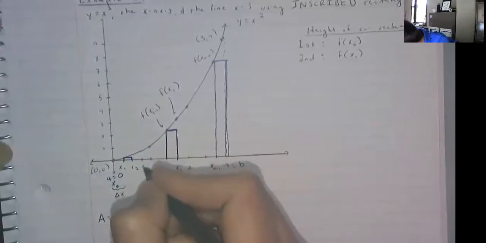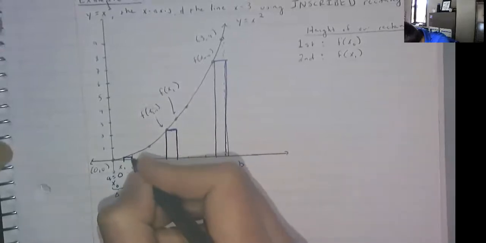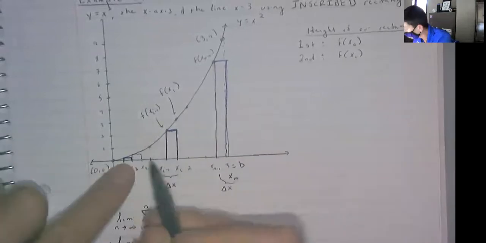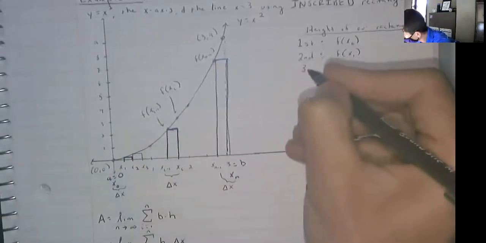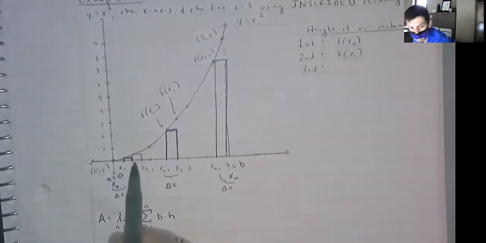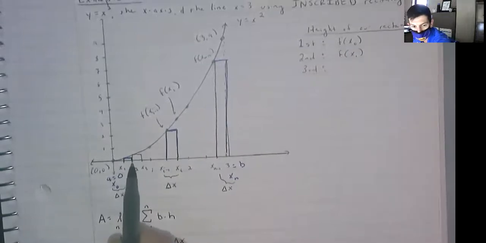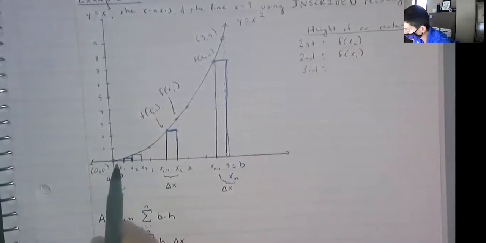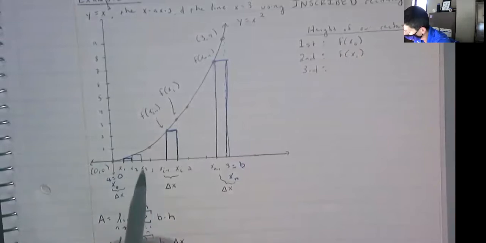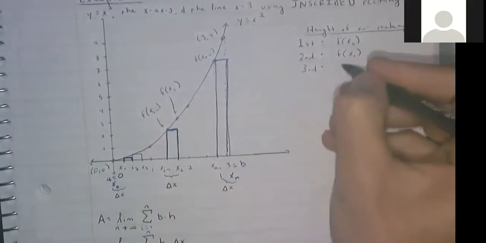If we were to draw a third rectangle, what would the height of the third rectangle be? So we got our flat, non-existent first rectangle. Here's our second, here's our third. What's the height on this guy? F of x sub 2.